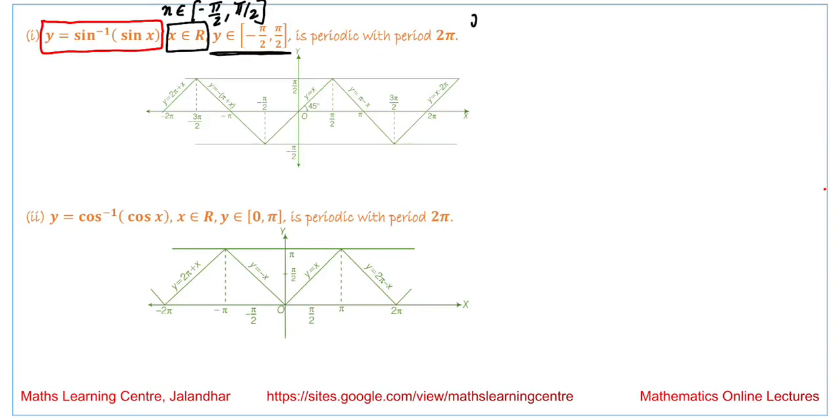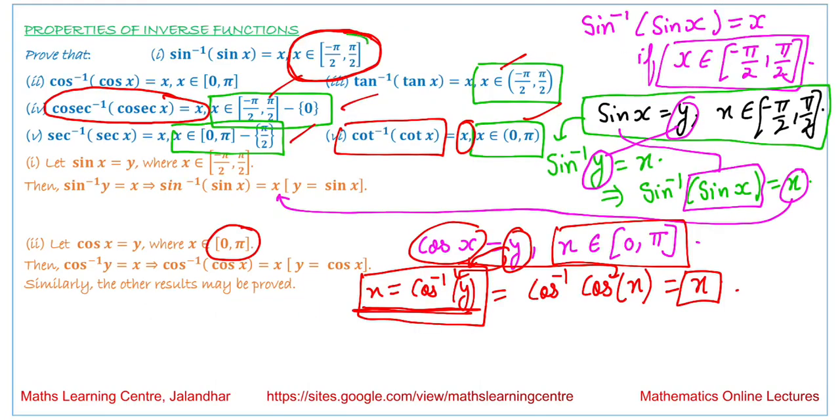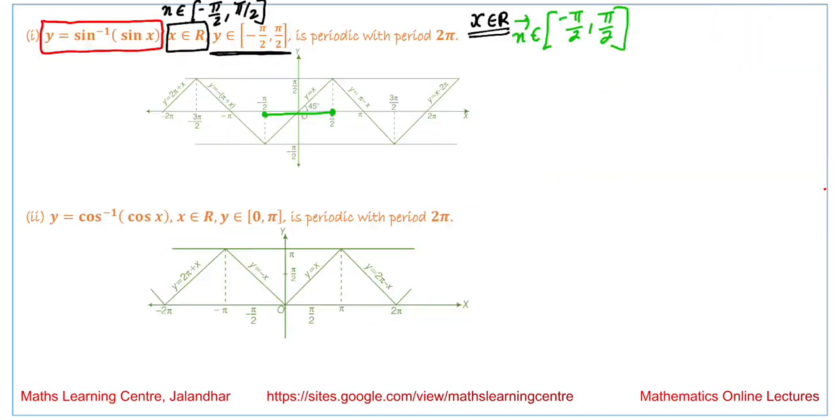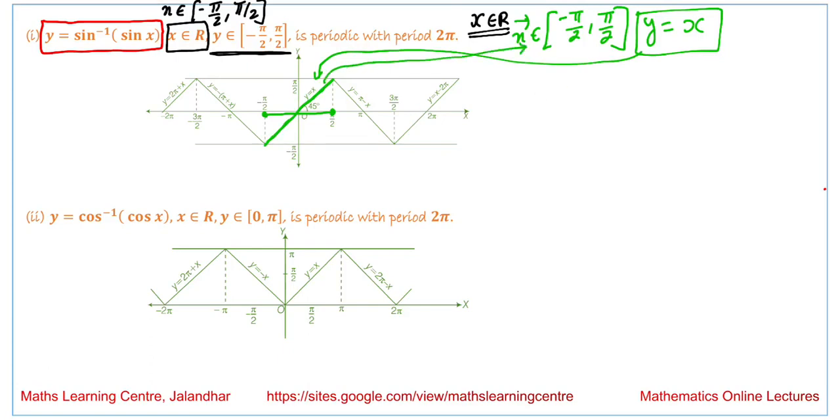If x belongs to R, we plot the graph here. The first portion of the graph is when x lies in the closed interval minus pi by 2 to pi by 2. This is just the previous case that we have already discussed. Here we know that y is equal to x, and we have plotted the line y is equal to x in this region, from minus pi by 2 to pi by 2.